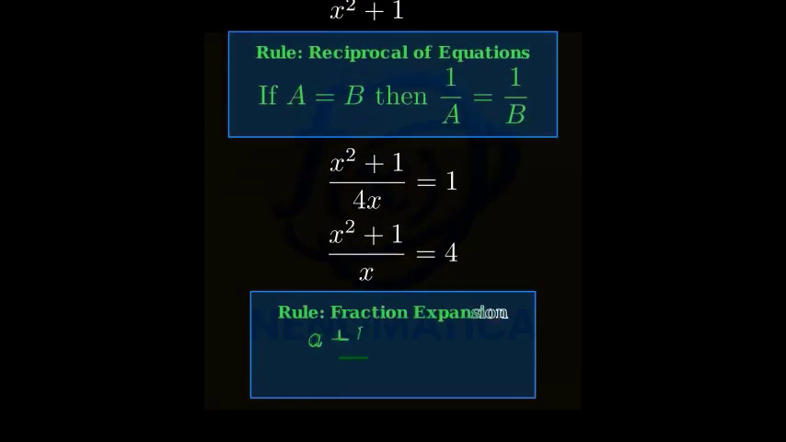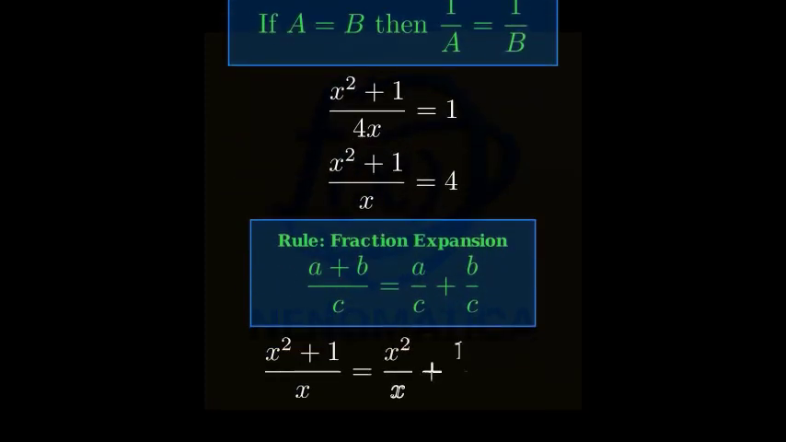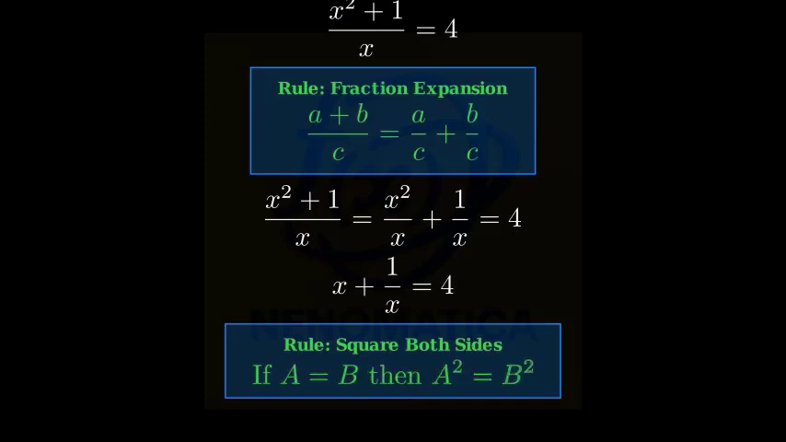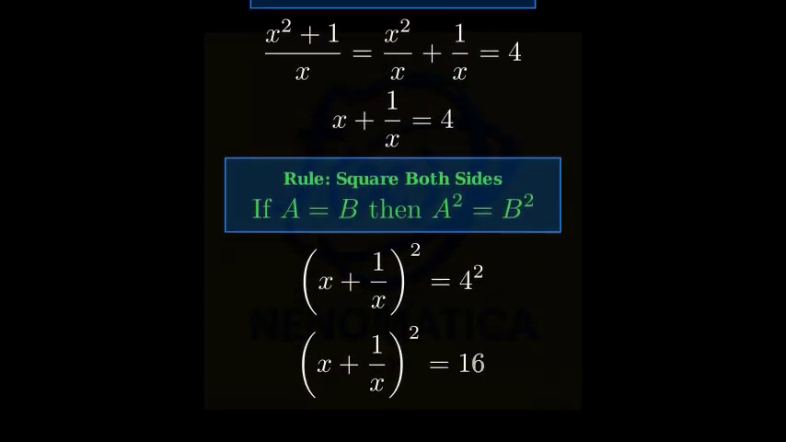x squared plus 1 over x is equal to x plus 1 over x. To move forward with our solution, let's square both sides of the equation. We get the square of x plus 1 over x equals the square of 4.